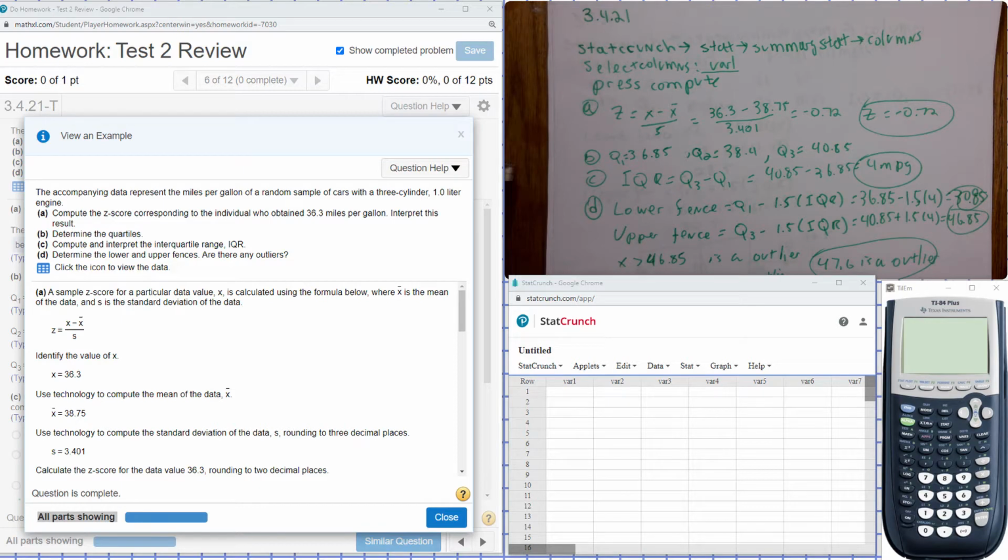Part B, determine the quartiles. Part C, compute and interpret the interquartile range. Part D, determine the upper and lower fences. Are there any outliers? So they give us data here.